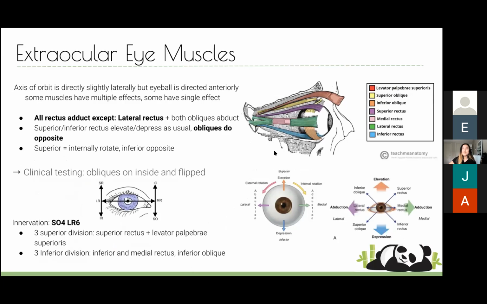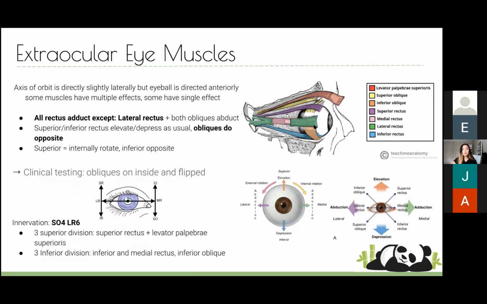All right, so eye muscles. Important to know that it's slightly off center. I wouldn't say it's extremely important to know all the details of how that affects everything, but you should know the results and how to interpret clinical testing, etc. So you've got superior and inferior obliques, as well as superior, medial, lateral and inferior rectus muscles.